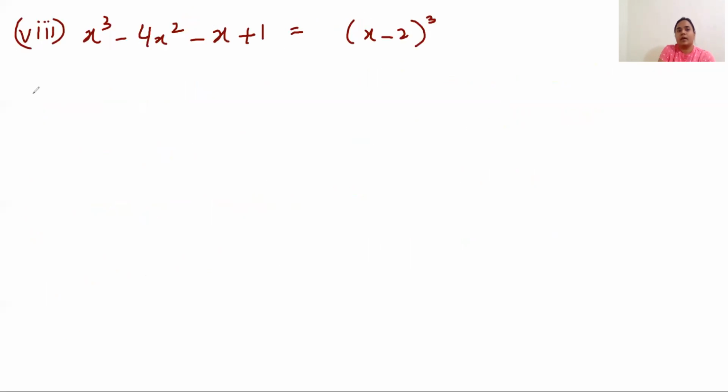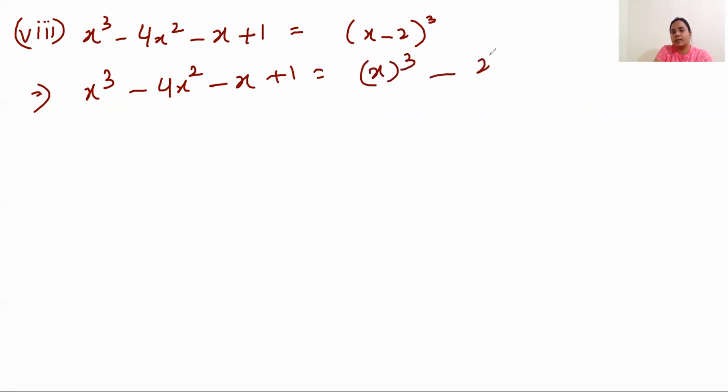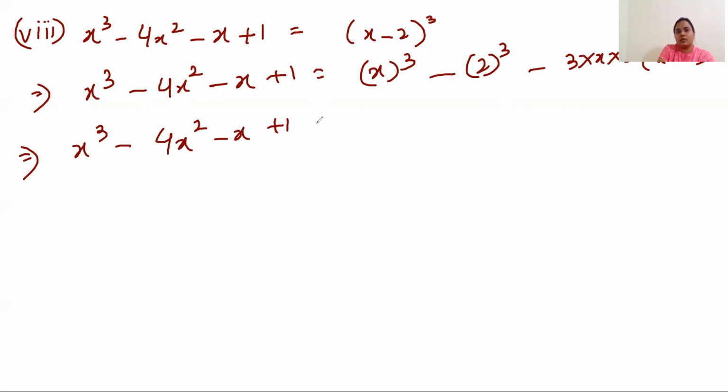Next question. Again, we have the cube question. What is the formula for a minus b whole cube? It is a cube minus b cube minus 3ab into a minus b. These identities should be on your tip so that you will take less time to solve the questions.